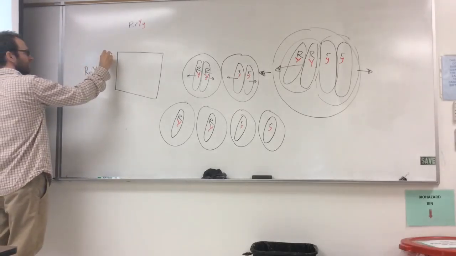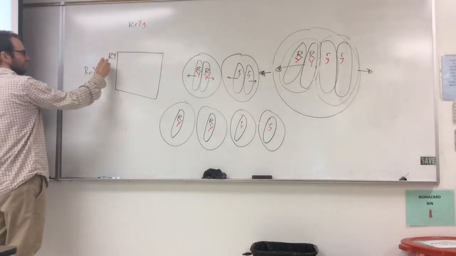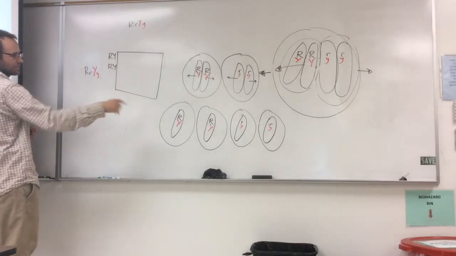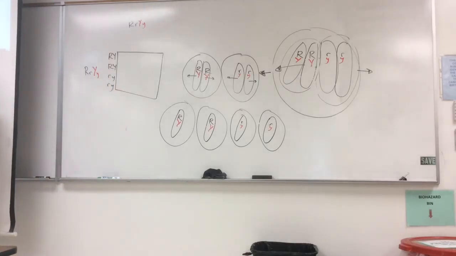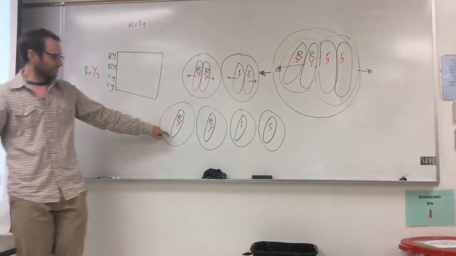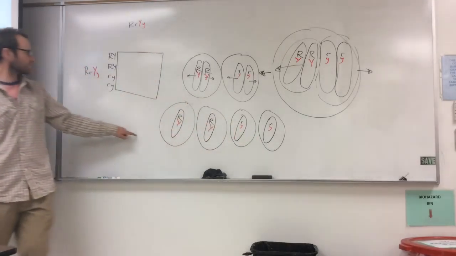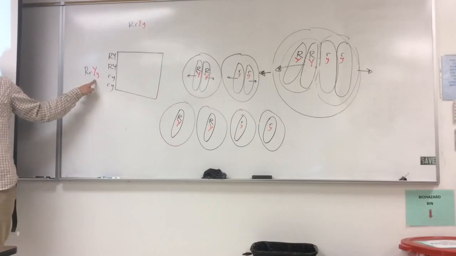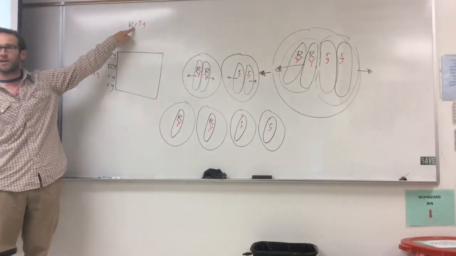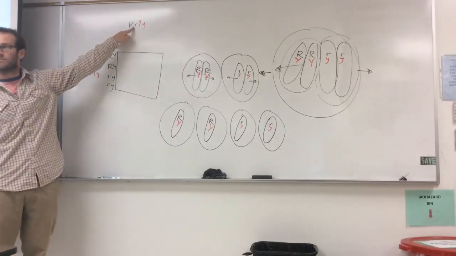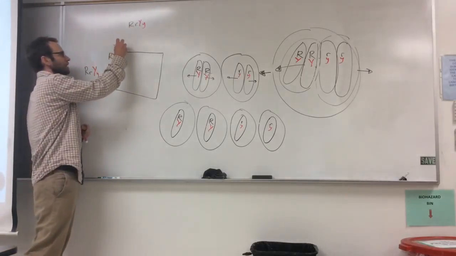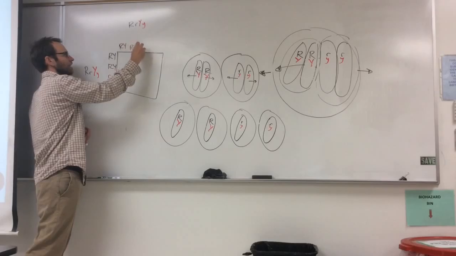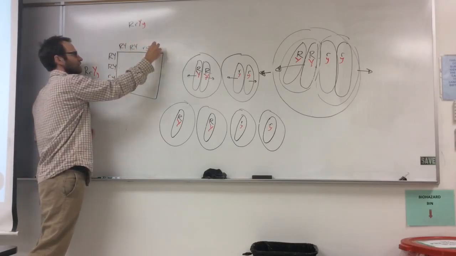So big R, big Y, big R, big Y, little r, little y, and little r, little y. Those are the 4 gametes we just said are produced out of meiosis. You guys agree? And the other parent, what do they make? Well, they're the same genotype, so they make the same set. They're going to make big R, big Y, big R, big Y, little r, little y, little r, little y.